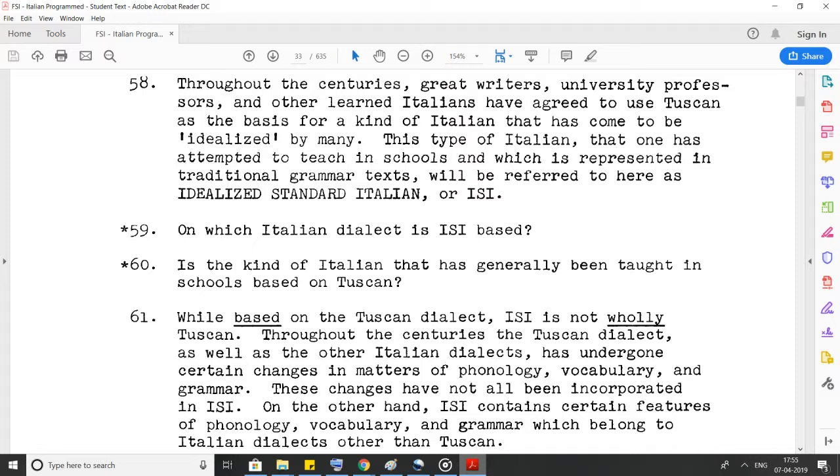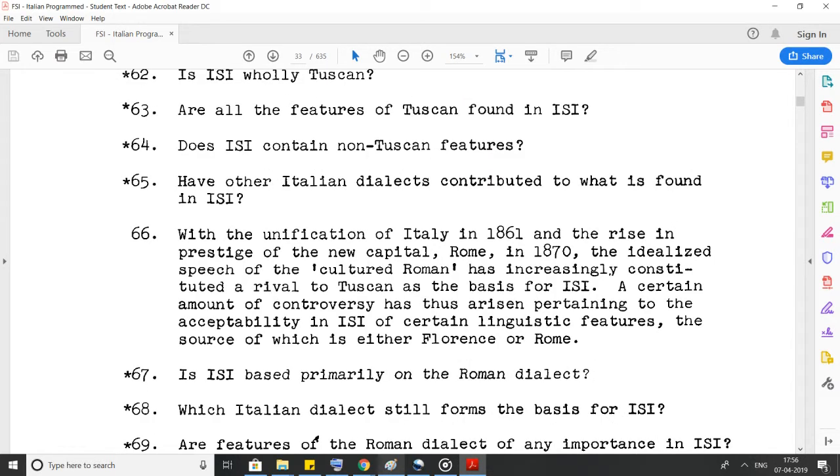Frame 60. Is the kind of Italian that has generally been taught in schools based on Tuscan? The answer is yes. While based on the Tuscan dialect, ISI is not wholly Tuscan. Throughout the centuries, the Tuscan dialect, as well as the other Italian dialects, has undergone certain changes in matters of phonology, vocabulary, and grammar. These changes have not all been incorporated in ISI. On the other hand, ISI contains certain features of phonology, vocabulary, and grammar which belong to Italian dialects other than Tuscan. Frame 62. Is ISI wholly Tuscan?